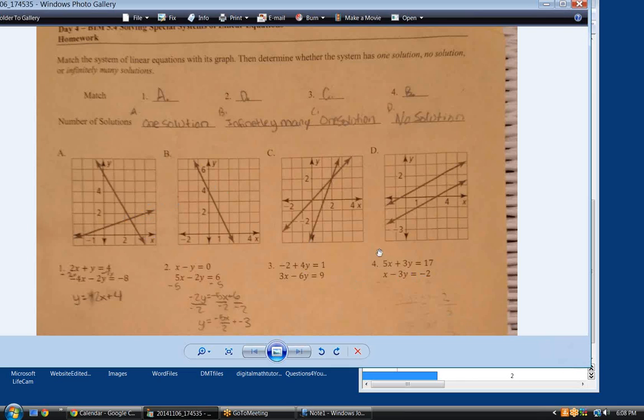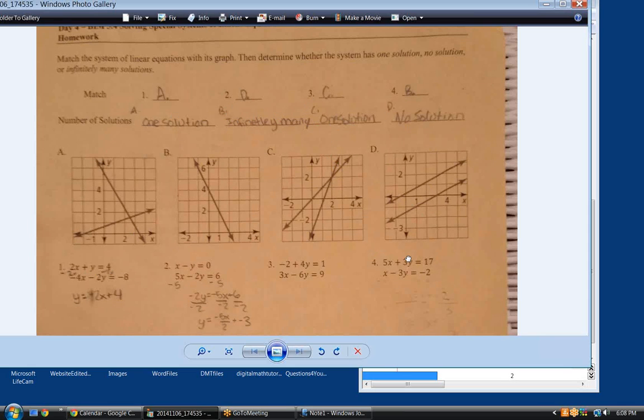So clearly that A and 4 go together. Okay. And as far as the one solution, infinitely many, and no solution, you can actually pick those from the graphs. So once you've matched up the graph with the equations, that follows. Yeah. And you've got that right. Okay. Yeah. He's right. All right.